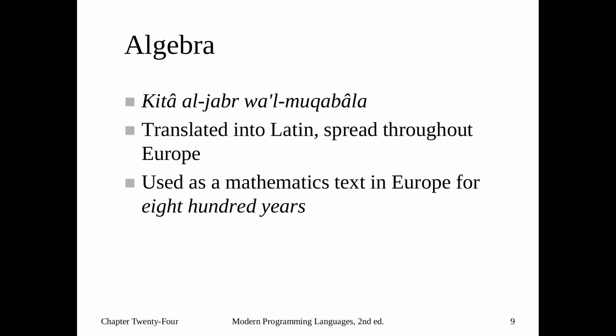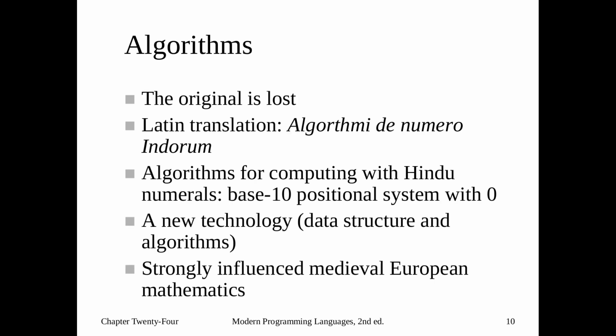Translated into Latin, this book ended up becoming the mathematics text in Europe for approximately 800 years. That's an extremely long amount of time for a book to be influencing the mathematical world, right? Then he wrote a second book, which was on algorithms. And unfortunately, the original was lost, but there was a Latin translation, Algorithmi de Numero Indorum.